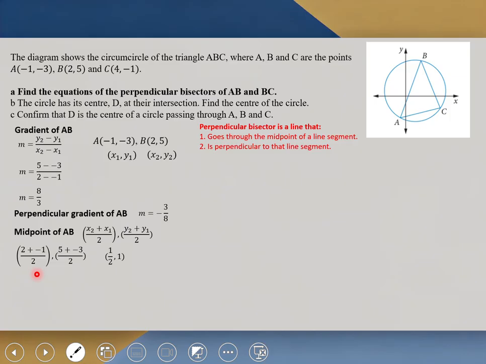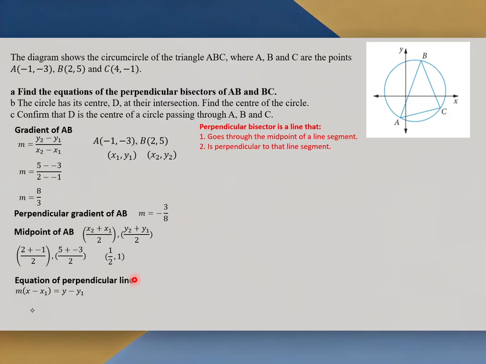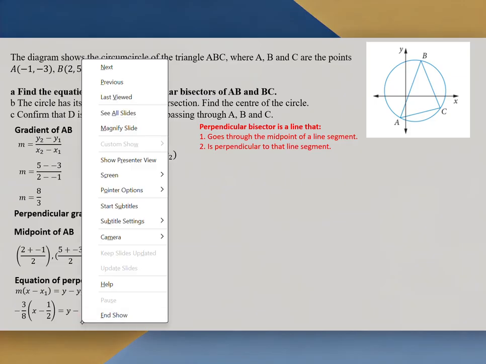That is my midpoint. If I'm going to find an equation now of the perpendicular bisector, I'm going to be using this coordinate here, and I'm going to be using my perpendicular gradient. So that means I'm doing point-gradient form, equation of the perpendicular line, and I'm using the formula m in brackets x minus x1 equals y take away y1. So I'm just going to substitute my values in. I've got -3 over 8 will be m. I put half as x1 and I put 1 as y1.